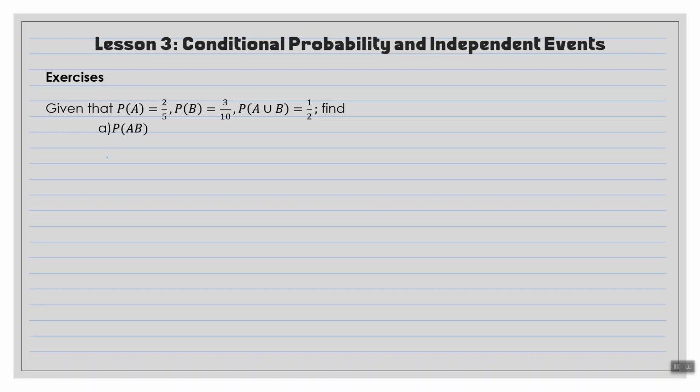First of all, to find the probability of AB, remember that we have a relationship between AB and A union B. So we know this formula: the probability of A union B is equal to the probability of A plus the probability of B minus the probability of AB. Now the probability of A union B we have, it is half.